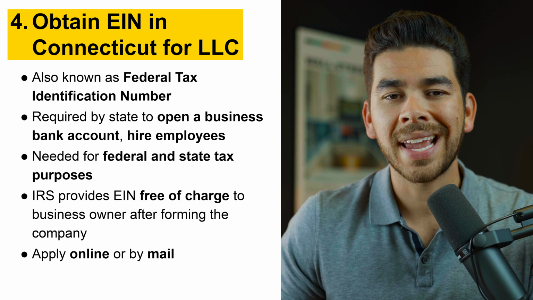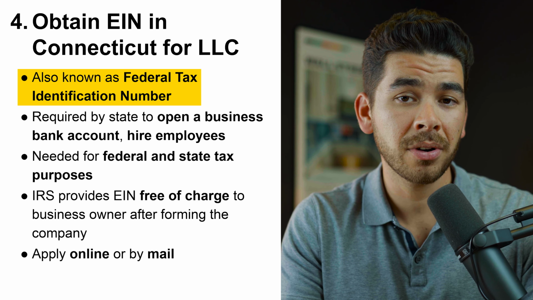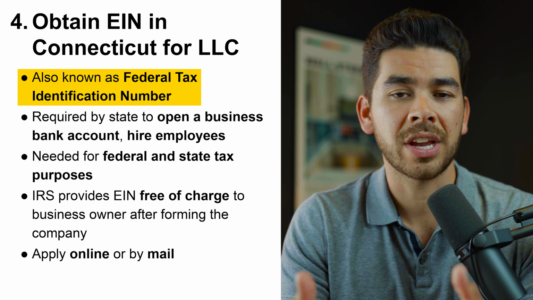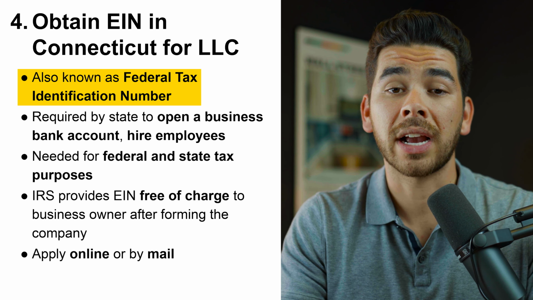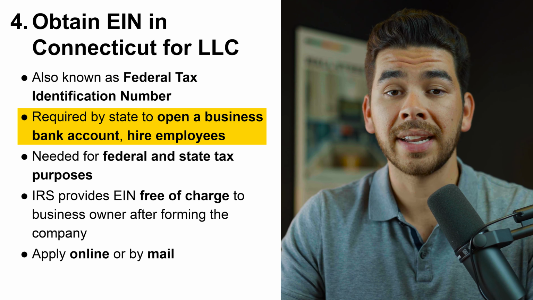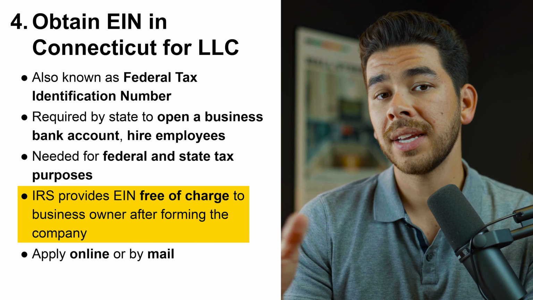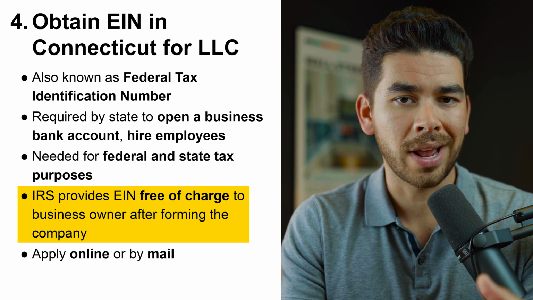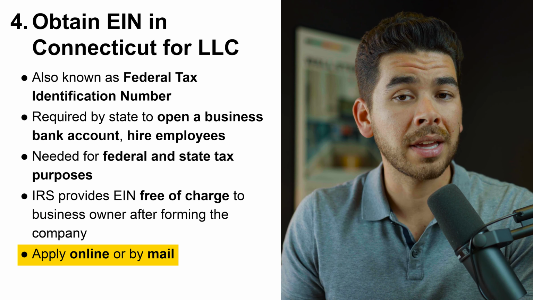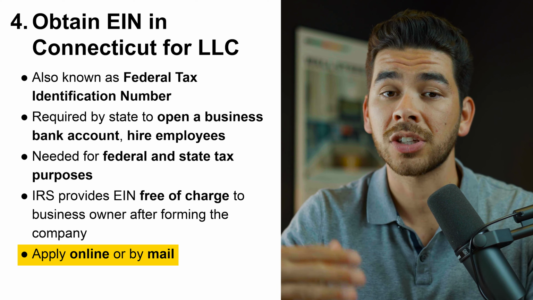Number 4 is to obtain an EIN number. This is also known as your federal tax identification number, and you can think about this as a social security number for your business. This helps the IRS identify and keep track of your business's tax status. And it's actually required to open a business bank account and to hire employees. Now, the good thing is that it is free to apply for this, but you have to do it after the creation of your LLC. And you can easily apply online, by mail, or we'll show you later how you can have an LLC formation company actually do this for you.